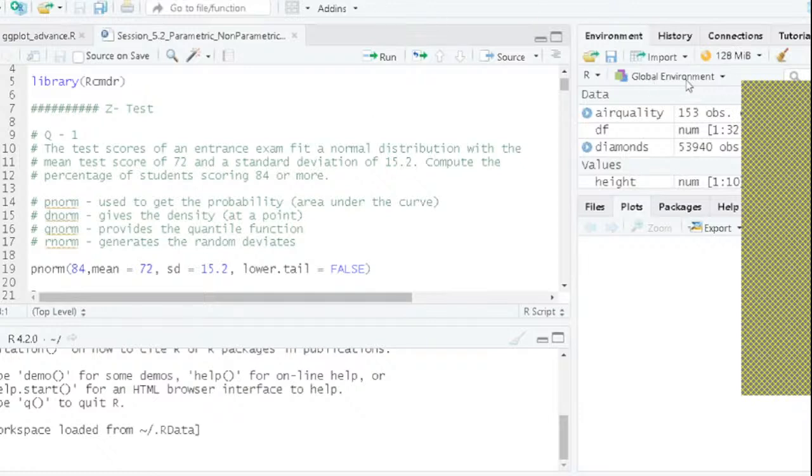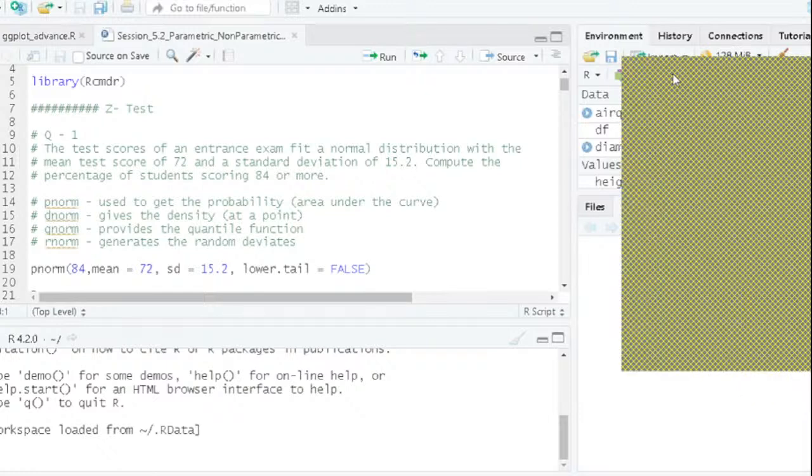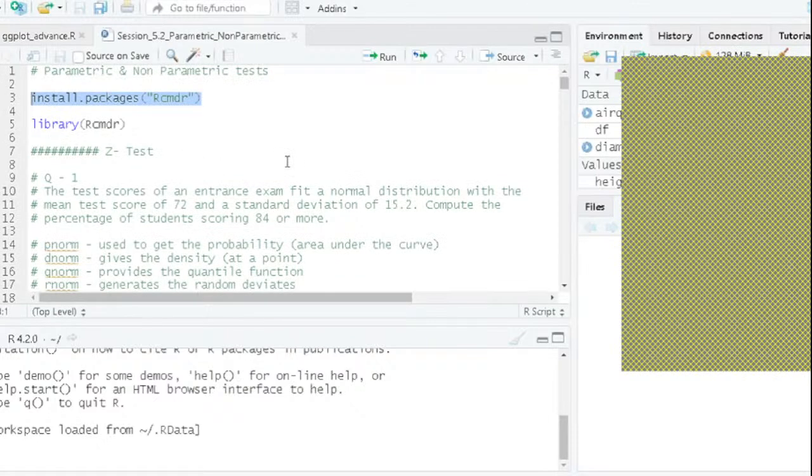Error in installing package, object R Commander not found. Can you share the code? Amatullah? Quotes. Can you see? The name of the package is in quotes.